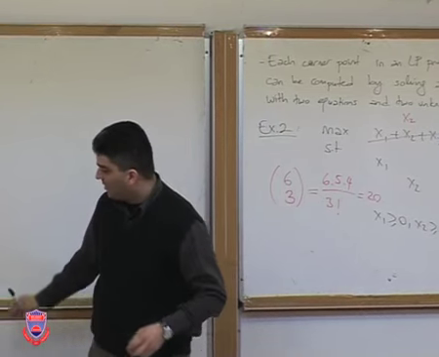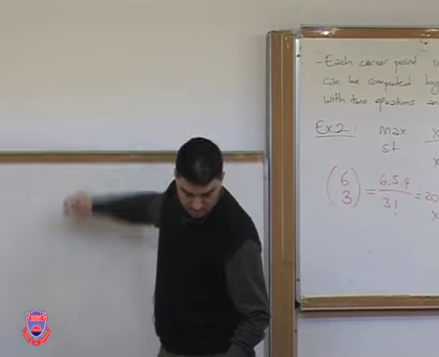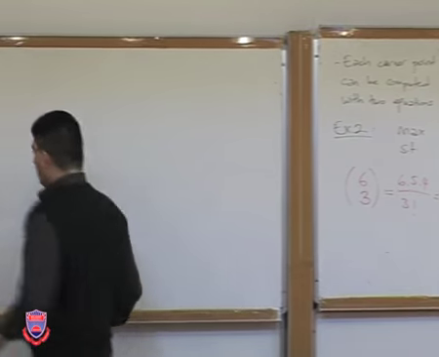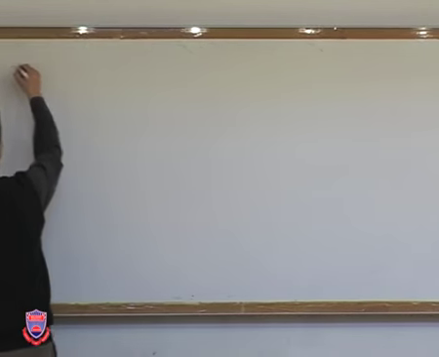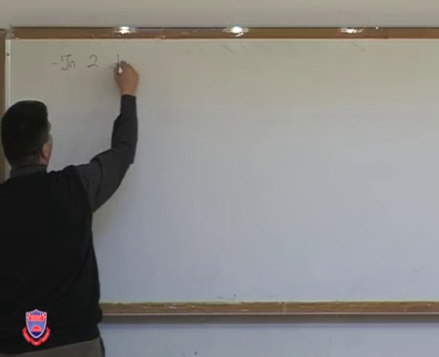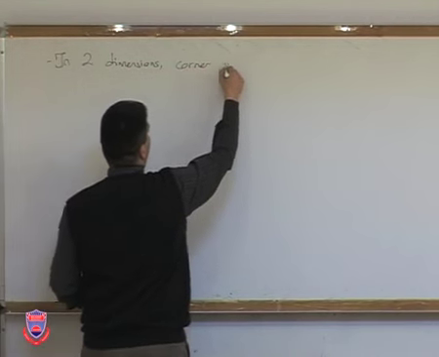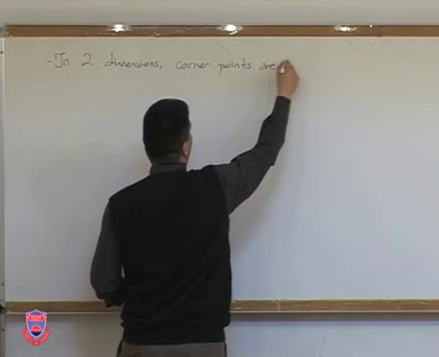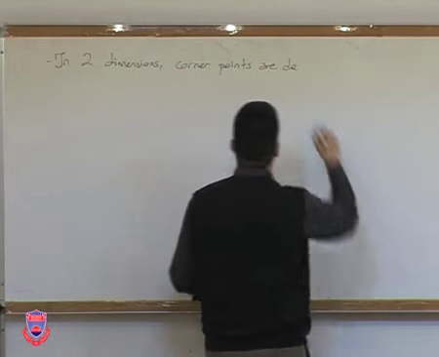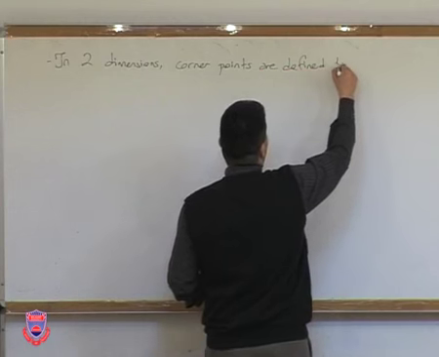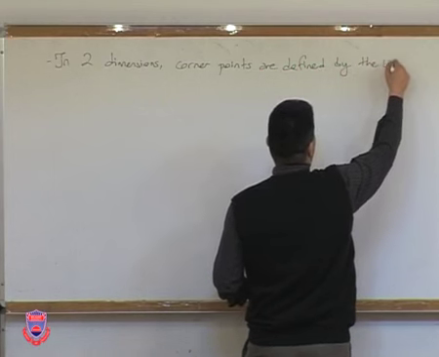So now I'm going to continue my discussion. Now let's go back to 2 dimensions. Now in 2 dimensions, corner points are defined by the intersection of two lines, as we said earlier.